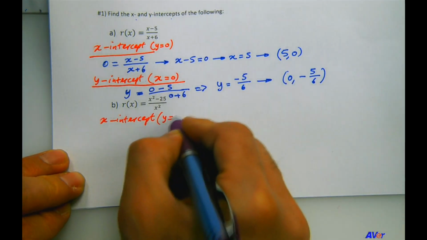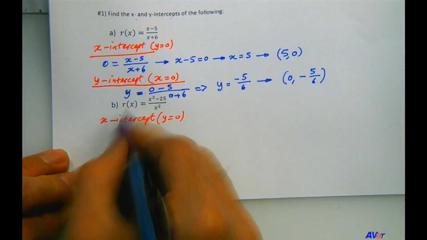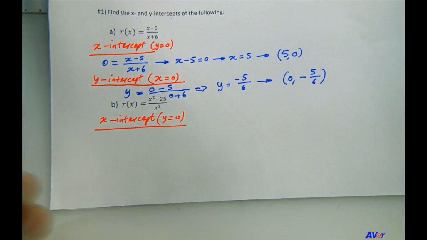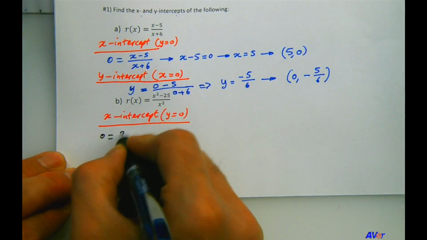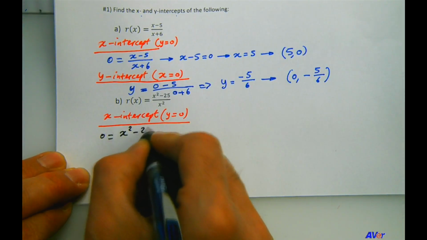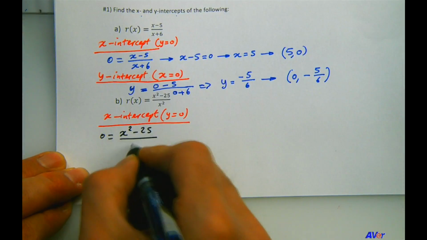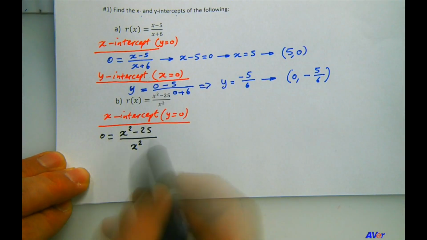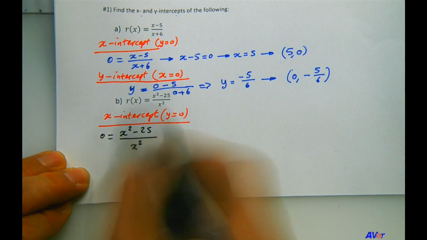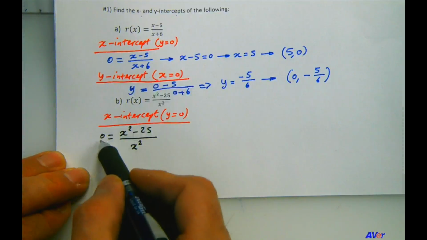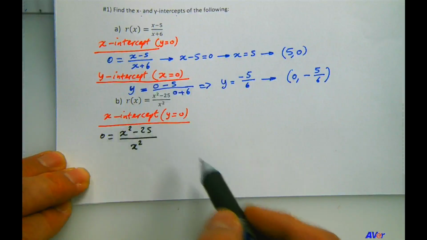That's when y equals 0, or r of x equals 0. So we have 0 equals x squared minus 25 over x squared, right? When is this whole fraction equal to 0? Any fraction is equal to 0 when the numerator is equal to 0.